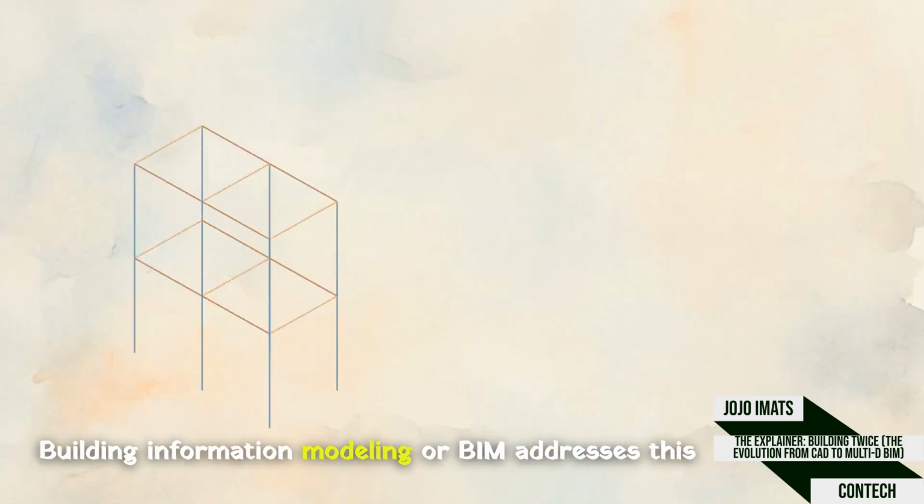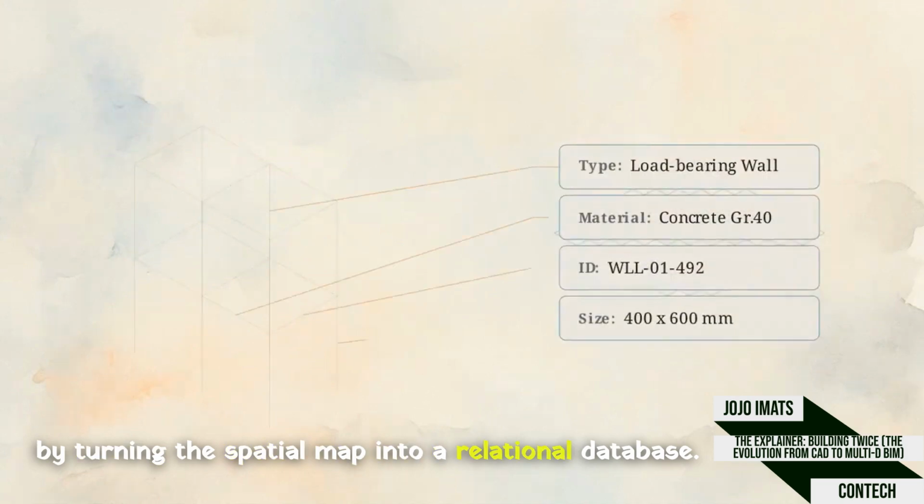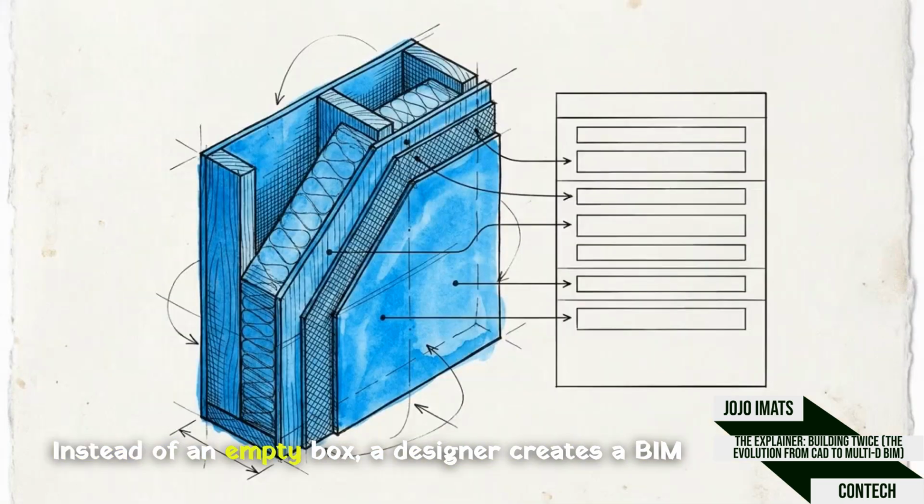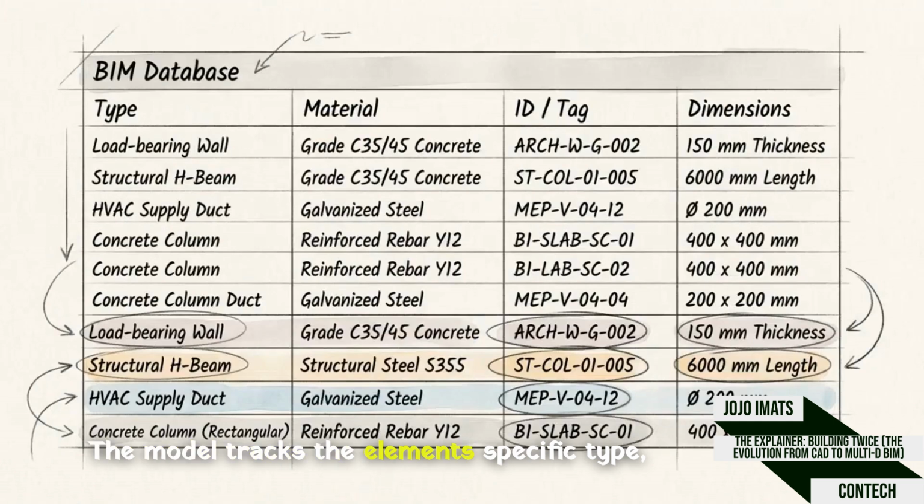Building Information Modeling, or BIM, addresses this by turning the spatial map into a relational database. Instead of an empty box, a designer creates a BIM object with mandatory parameters. The model tracks the element's specific type, material makeup, unique ID, and dimensions.